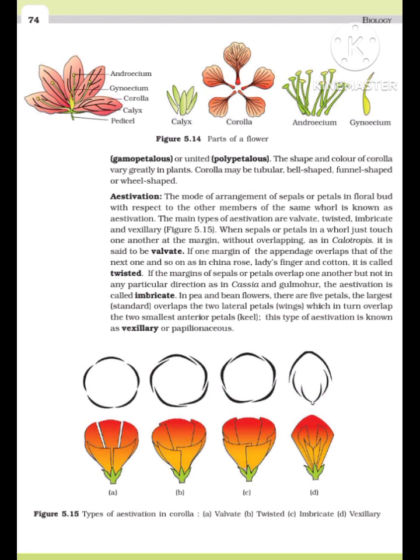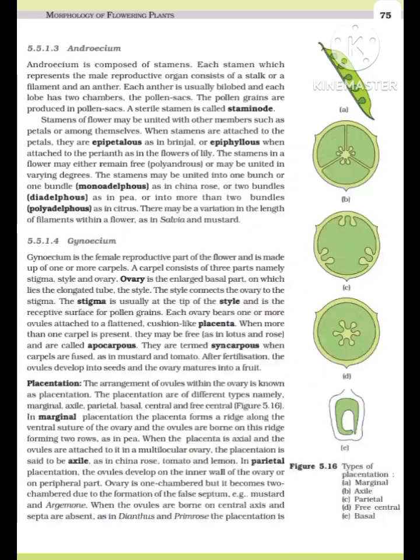In pea and bean flowers, there are 5 petals. The largest, standard, overlaps the 2 lateral petals, wings, which in turn overlap the 2 smallest anterior petals, keel. This type of estivation is known as vexillary or papilionaceous. Figure 5.15 Types of estivation in corolla. A, valvate. B, twisted. C, imbricate. D, vexillary.